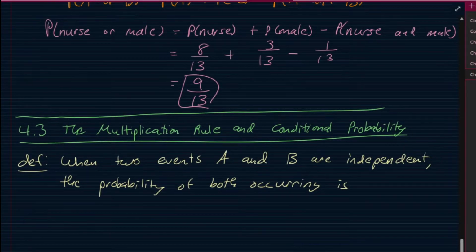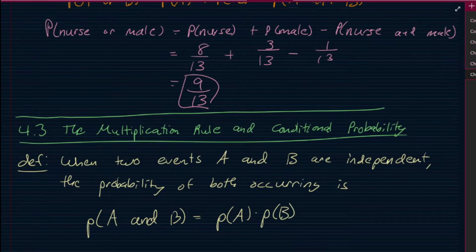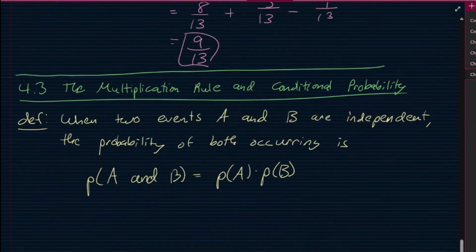In the last section, we talked about A or B. Here, we're talking about A and B. Probability of A and B. And in this case, it's just the probability of A times the probability of B, which is relatively easy to remember, thankfully. And what it means to be independent is that if event A occurs, it doesn't affect the probability of B occurring in any way.